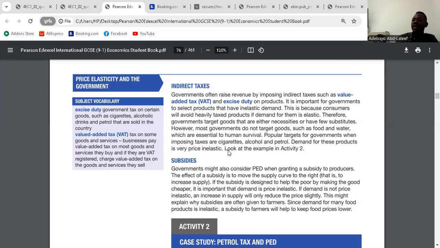So price elasticity and the government. Government often raises revenue by imposing indirect taxes such as value-added tax, VAT, and excise duty on products. It is important for government to select products that have inelastic demand. This is because consumers will avoid heavily taxed products if demand for them is elastic.